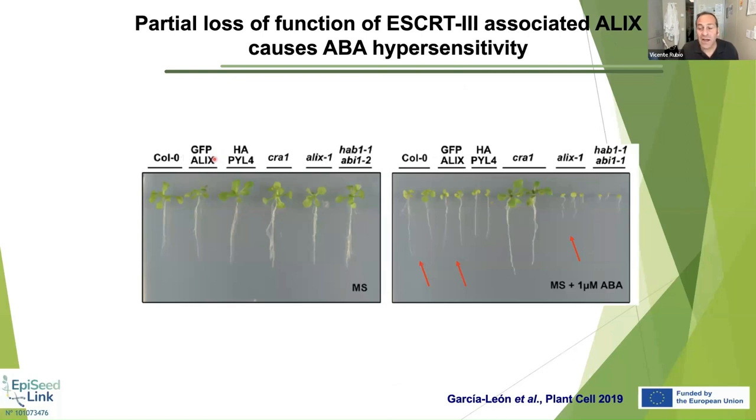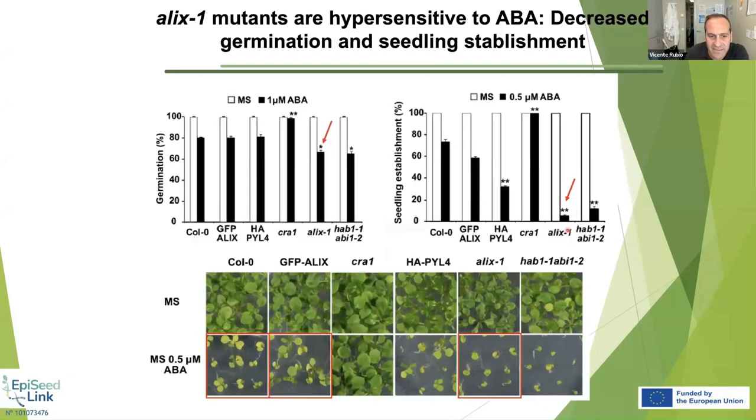According to this potential role of Alex in the control of trafficking and degradation of ABA receptors, we found that Alex mutants were hypersensitive to ABA. Here you can see that in the presence of ABA our plants are tiny and they have very, very small roots. This also happens in seedling establishment and seed germination. I will not provide many details, but you can see the plants are much smaller than the wild type or the complemented line.